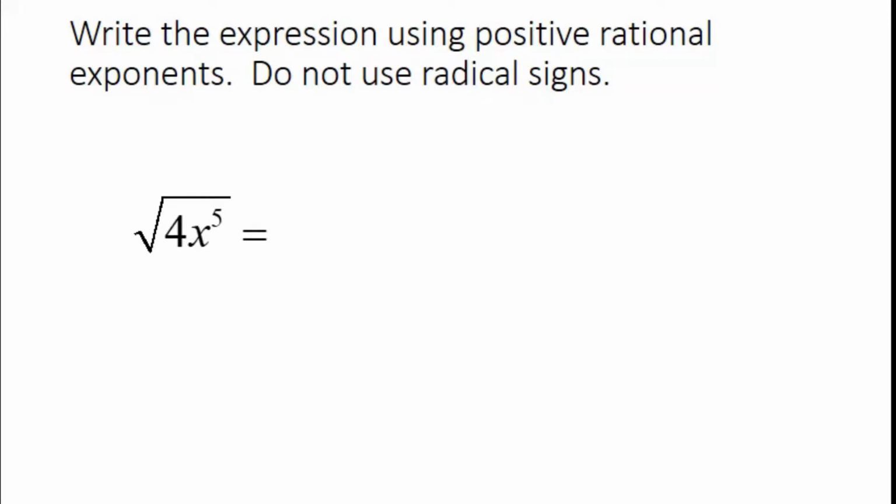So if we separated this, it could be radical 4, or square root of 4, times radical x to the fifth. So we can evaluate square root of 4. That's going to be 2.